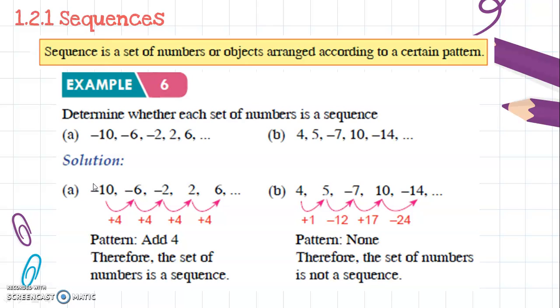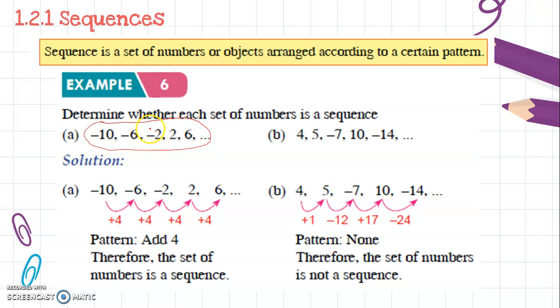Okay, we look at the definition of sequence. A sequence is a set of numbers or objects arranged according to a certain pattern. Okay, we recall that pattern refers to the rule you use to arrange numbers or objects. So a sequence is a set of numbers. For example, here we have a set of numbers.